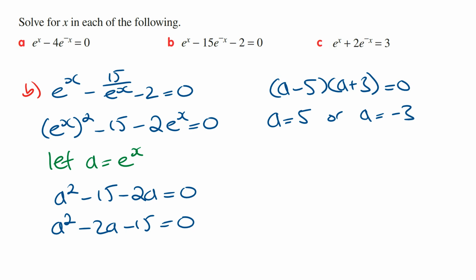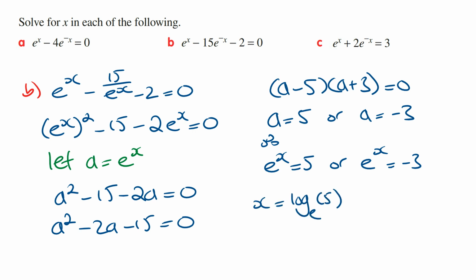And because we let a is equal to e to the x, this means that e to the x is equal to 5 or e to the x is equal to minus 3. And now solving for x, we take the log of both sides, which cancels the e on the left hand side, and so x is going to be log e of 5. And if e to the x is equal to minus 3, we know that e raised to any power is a positive number, and so this one's going to have no solutions. And so for part B, x is going to equal log e 5.